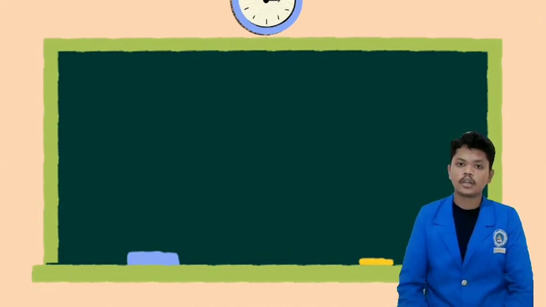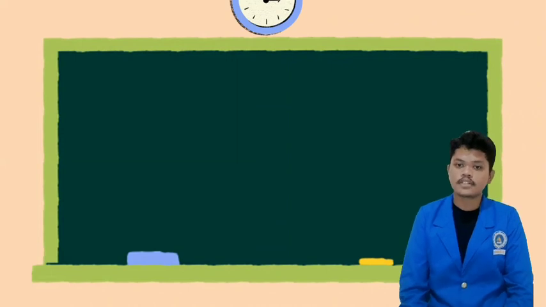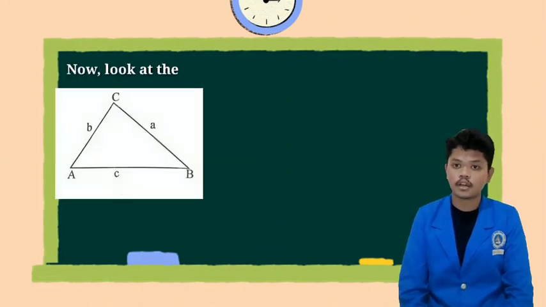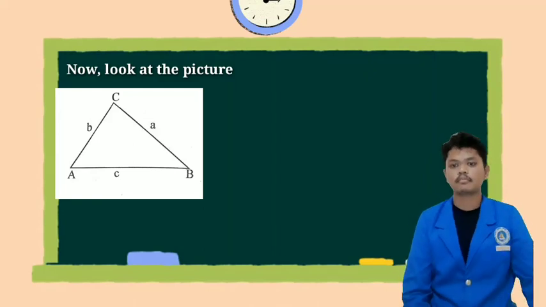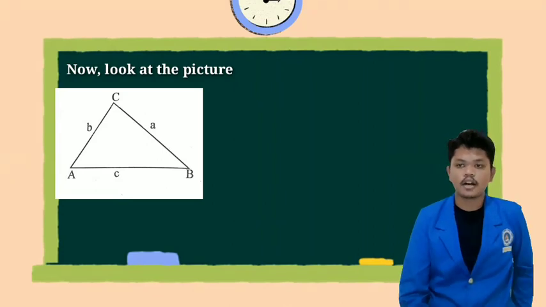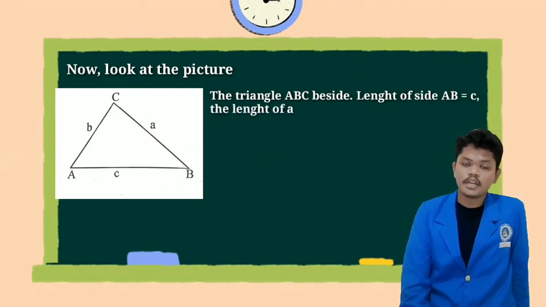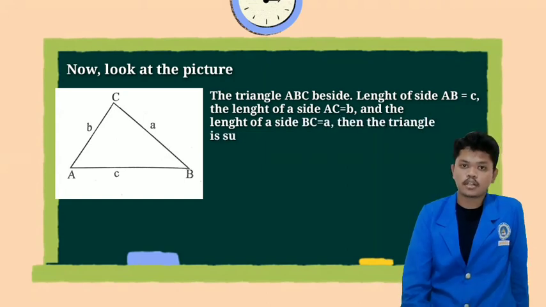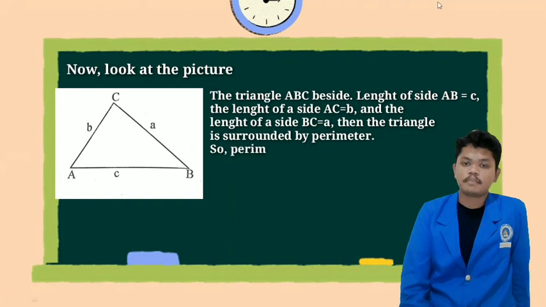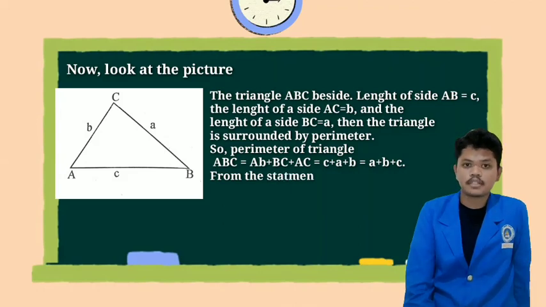Okay, I will continue the explanation about the triangle. First, now look at the picture. This is a picture of a triangle. This is triangle ABC. The length of side AB equals c. The length of side AC equals b. And the length of side BC equals a. Then the triangle is surrounded by the perimeter.